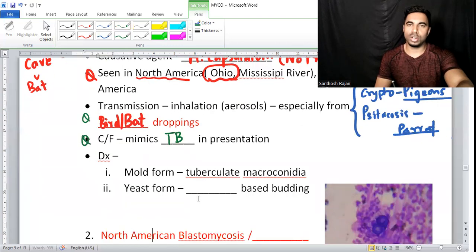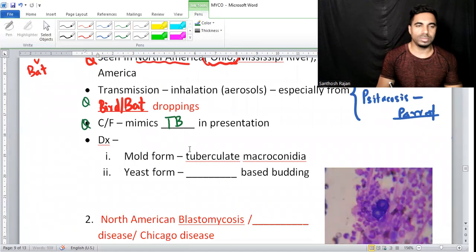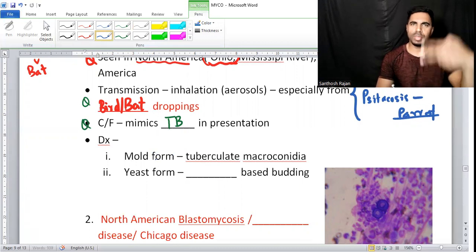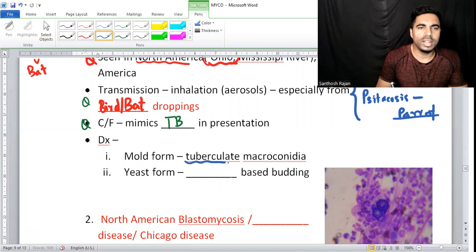So now let's go to the important diagnostic part. What do you see? It mimics TB, we just said. It is dimorphic, with two forms: they can be in the mold form or in the yeast form. In the mold form you see tuberculate macroconidia. Not much asked, but just remember tuberculate macroconidia. Important is the yeast form.